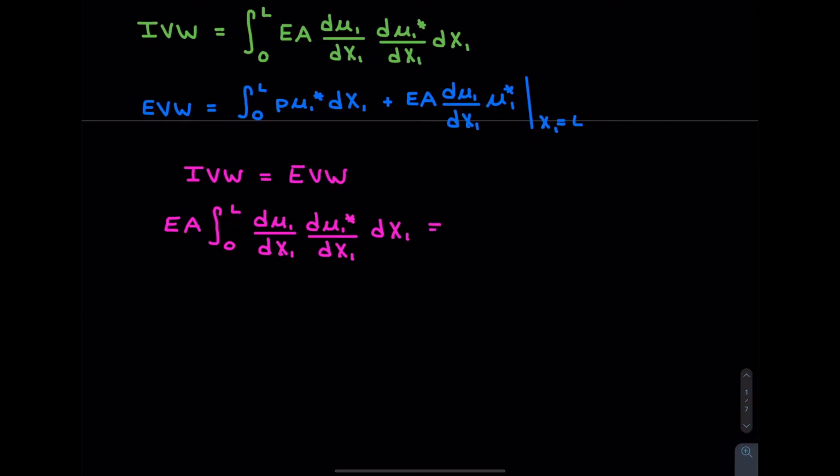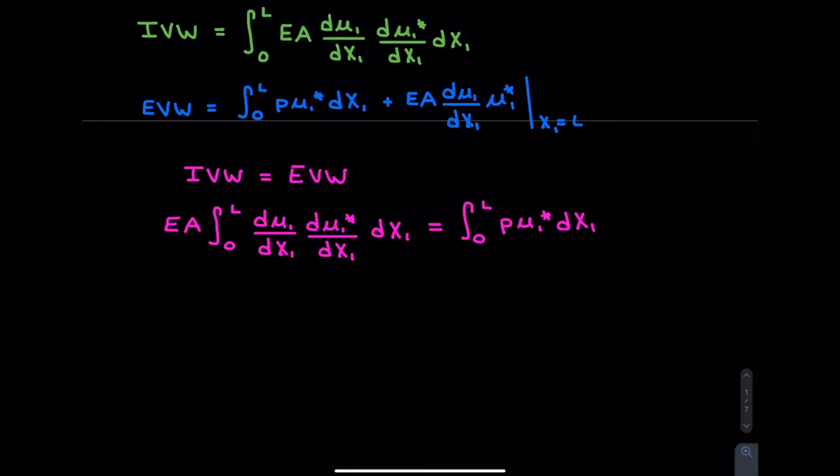Now we're going to set that equal to the external virtual work. So looking at the first component there, we have the integral again from 0 all the way to L of small p multiplied by our virtual displacement function u1 star with respect to dx1. And then we have our second term, which is EA multiplied by the first derivative of our displacement function multiplied by u star 1.